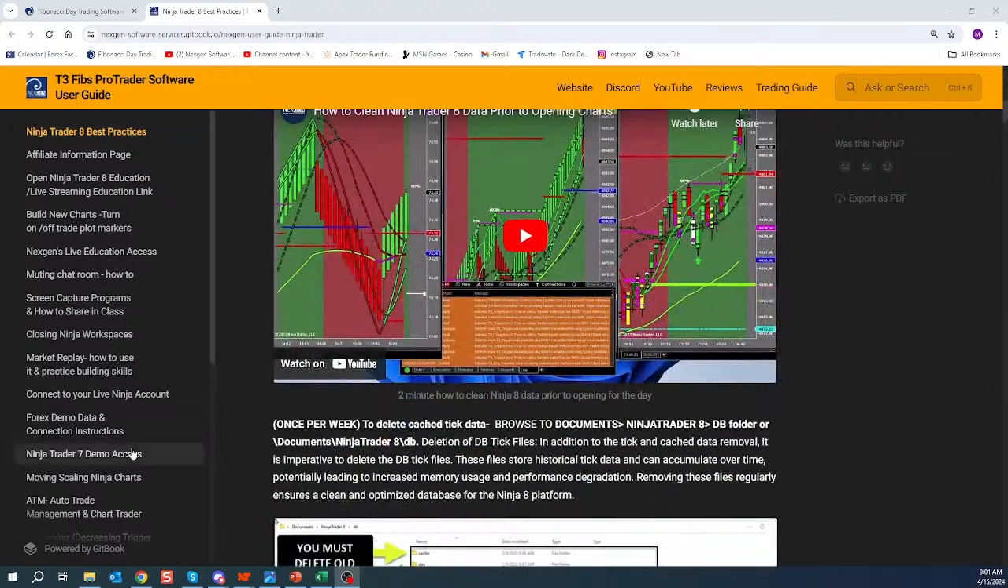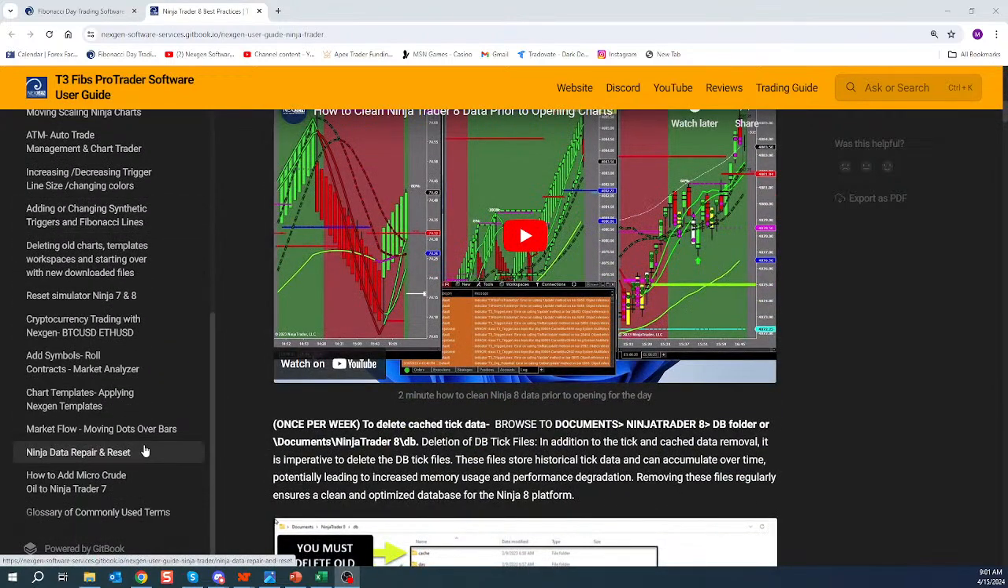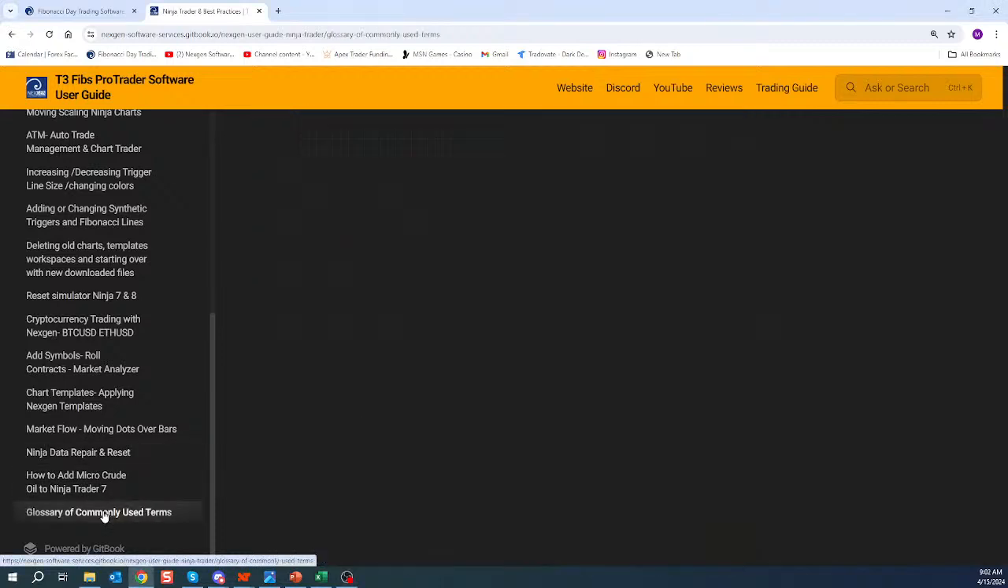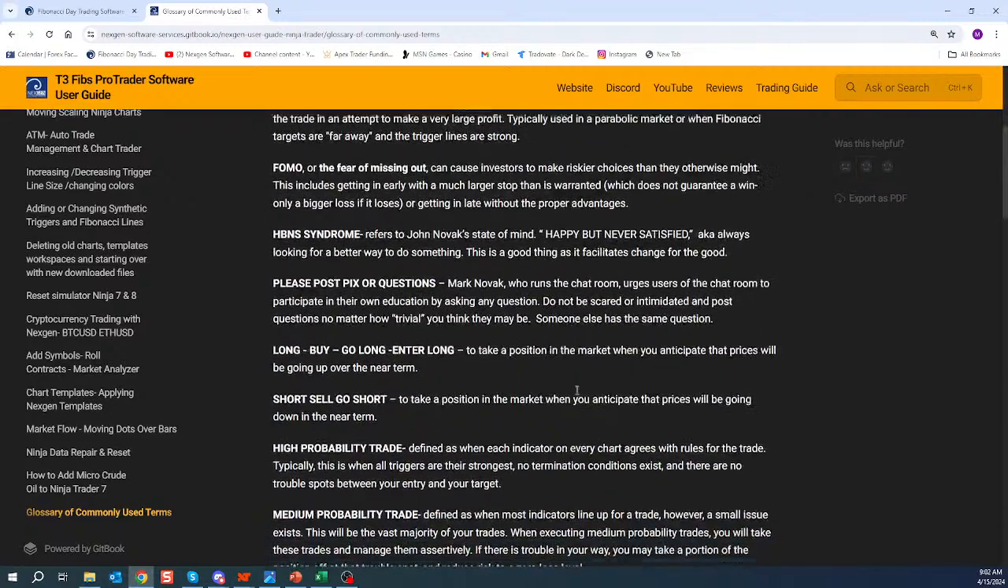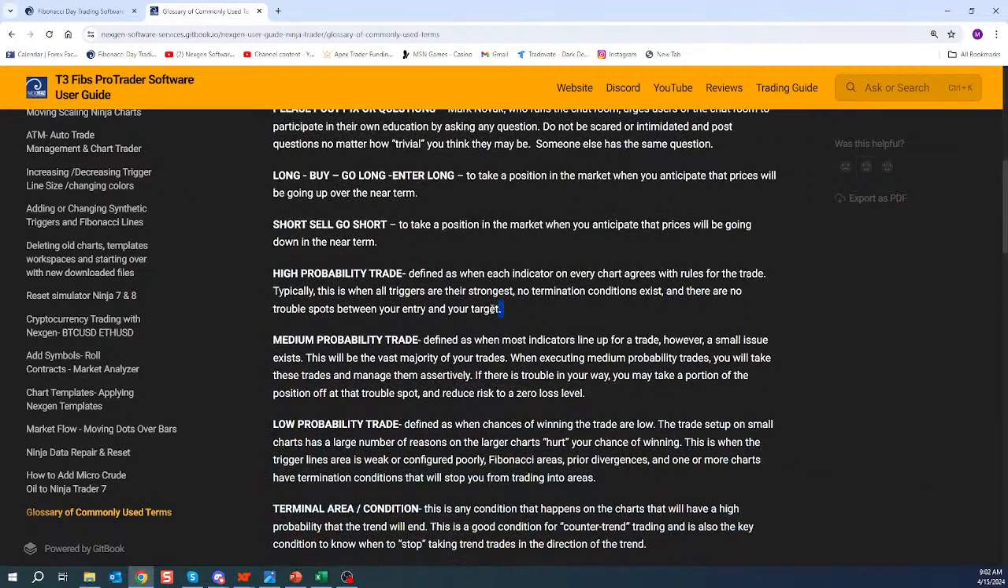But guys, if you have questions about Ninja, please feel free to ask in the room. But if the room isn't available, then this is your go-to. At the bottom of this one, there's also a glossary of commonly used terms. A lot of the things that you're going to hear in the room, whether it's one-to-ones, divergence, bingo, take the money, runner, you can go through and get an idea. Just if you're like, man, what did he say? What are these one-to-ones or whatever?